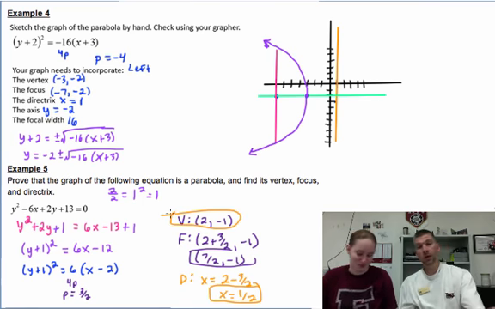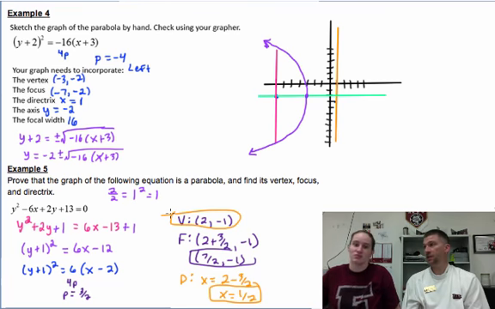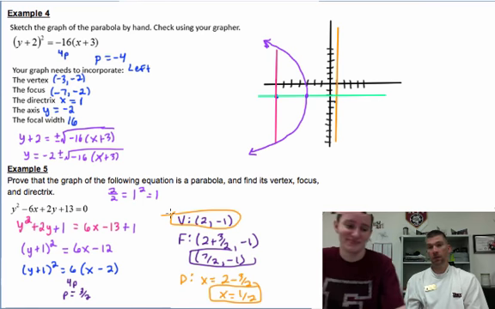Exactly. By the way, now that we've done all this work, we could graph that super easy. Super easy, like super easy by hand. By hand, yeah. There you go. Case closed. Put that one in the books.